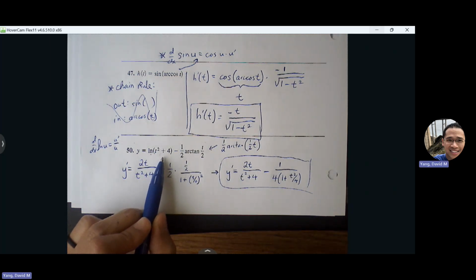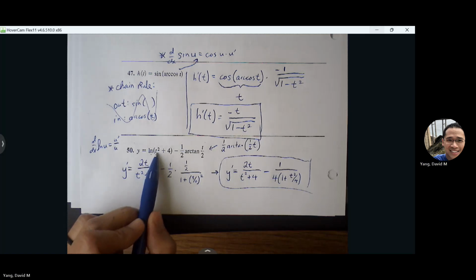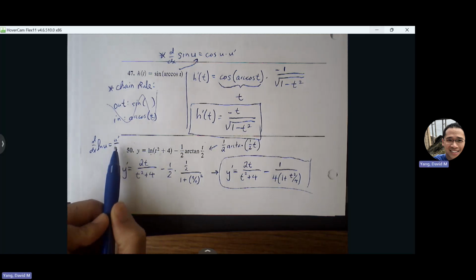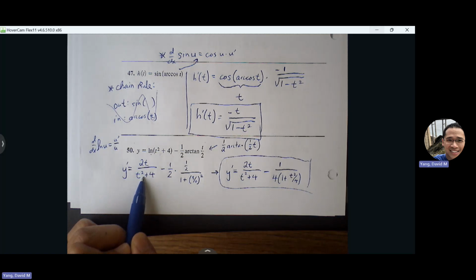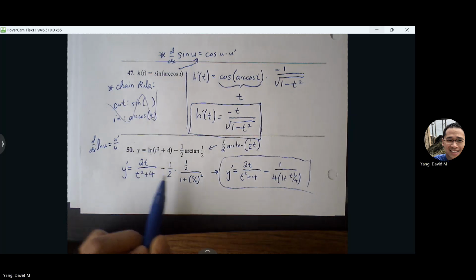Okay, so natural log of t squared plus 4. T squared plus 4 is our u value, so u prime over u. So just 2t over t squared plus 4. Careful that you're not trying to cancel anything out. You cannot cancel across addition and subtraction.